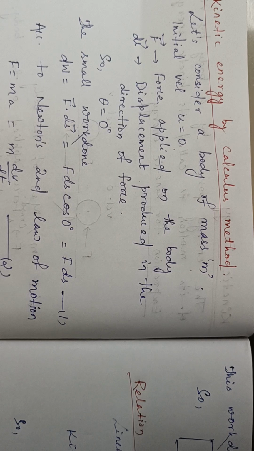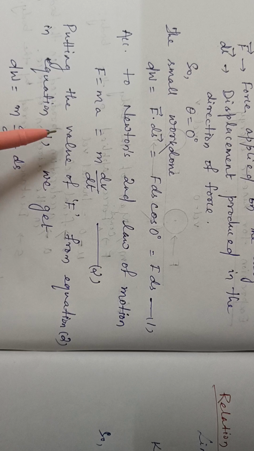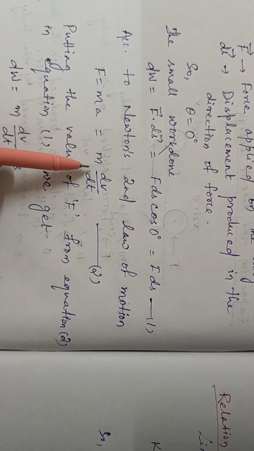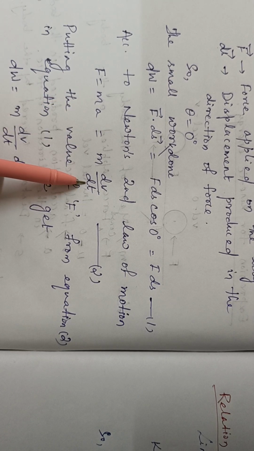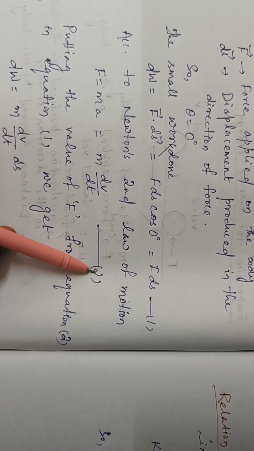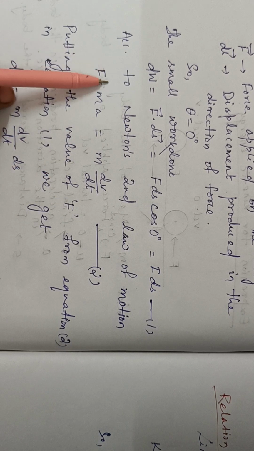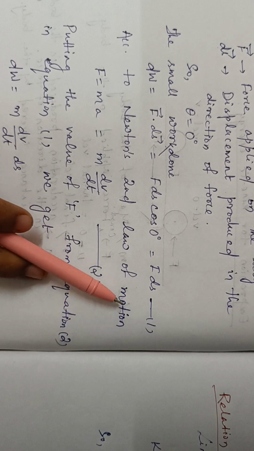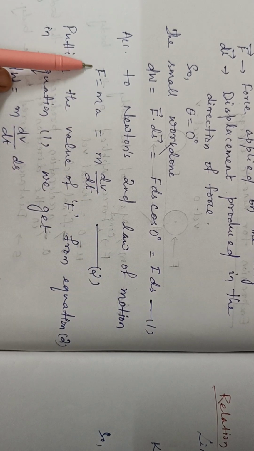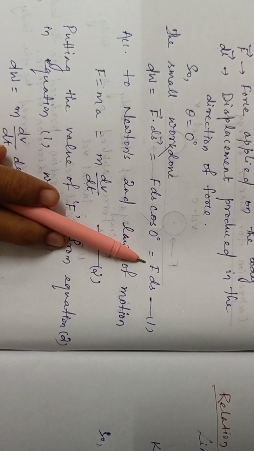According to Newton's second law of motion, F is equal to ma. Clear? F is equal to how much? m into a. You all know it. In place of a, I can put dv by dt. So F is m dv by dt. Give it as equation 2. Now I can put the value of equation 2 in equation 1. The value of F we have got now, F is equal to m dv by dt.